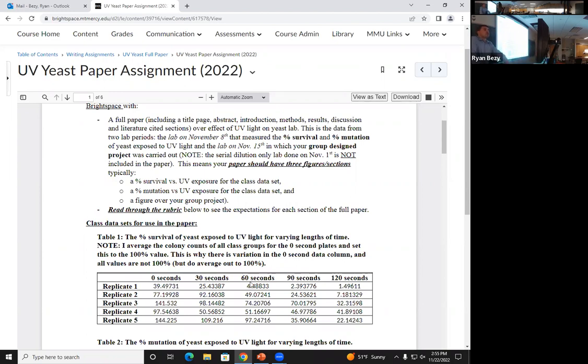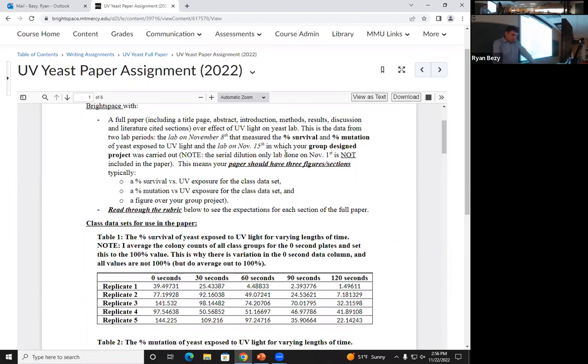So three different figures, three different parts, and that's not a bad way to break up your results and discussion section in particular, to have maybe a paragraph on percent survival, a paragraph on percent mutation, and a paragraph on your group project, which usually involved in some way protecting the cells from UV light, I think, for pretty much all of you, which also means you got a ton of colonies to count today, unfortunately. Except for maybe Jacob and Keegan. Do you have relatively few? Yeah.